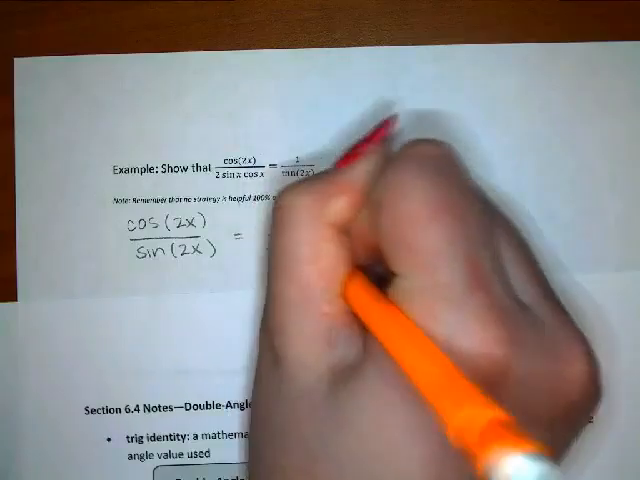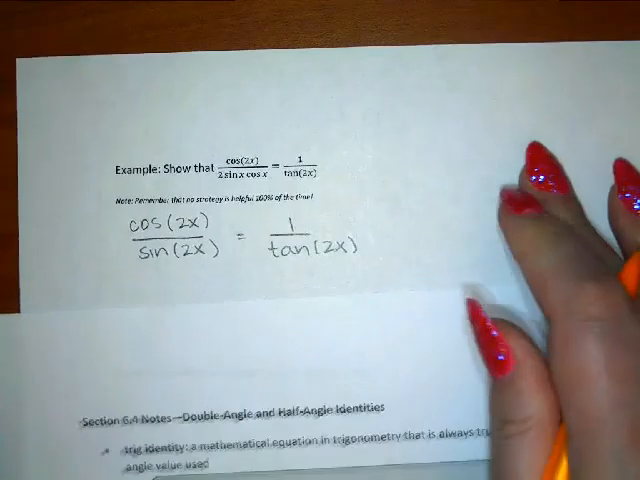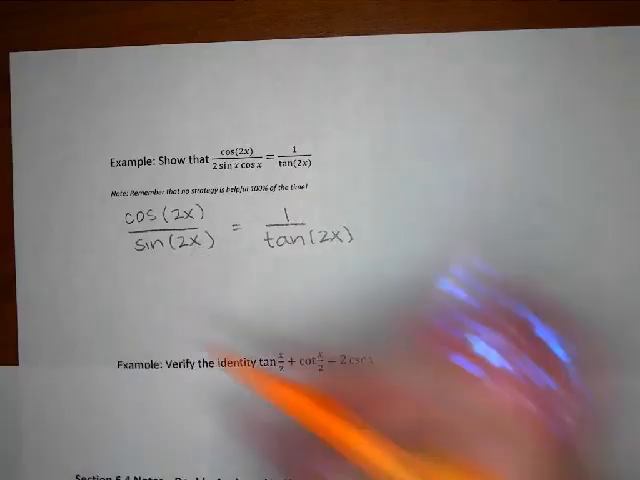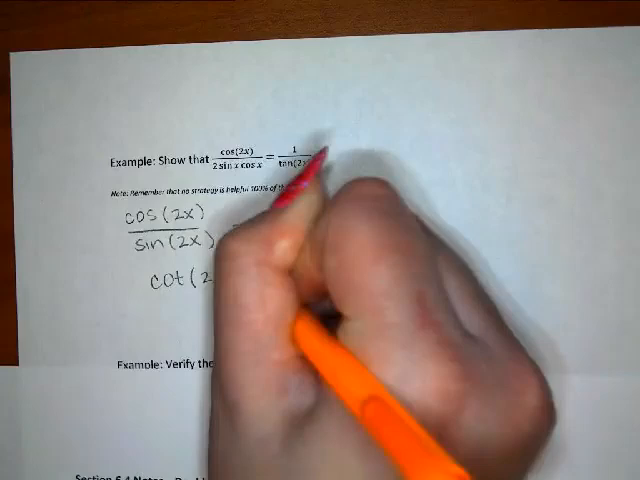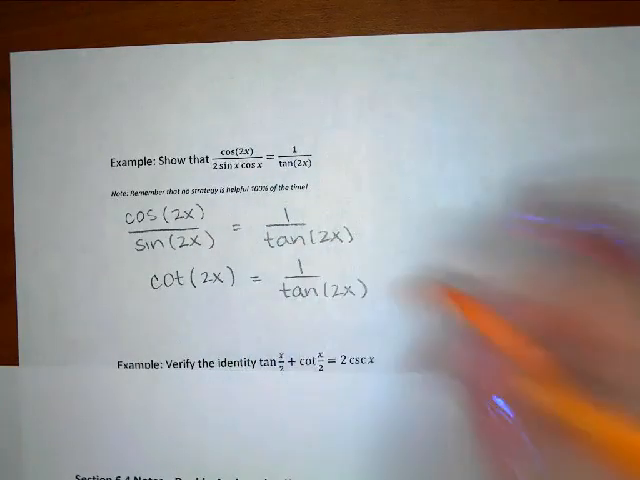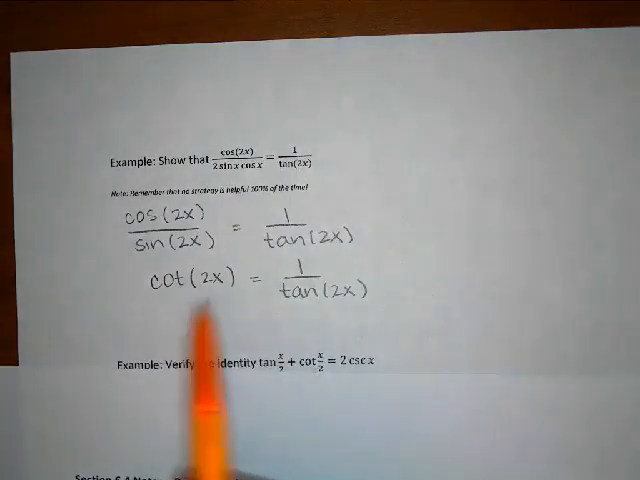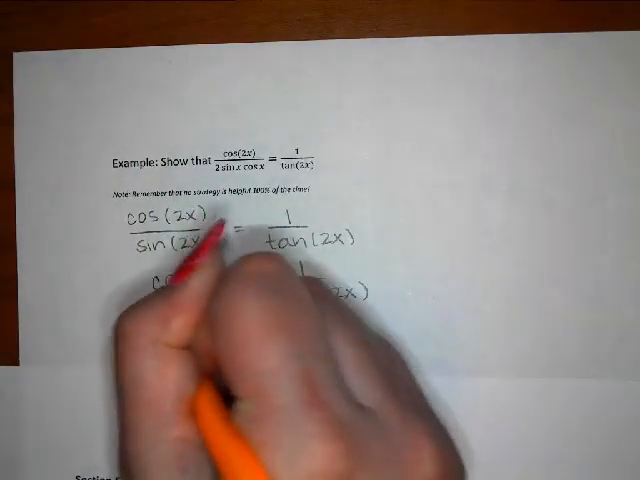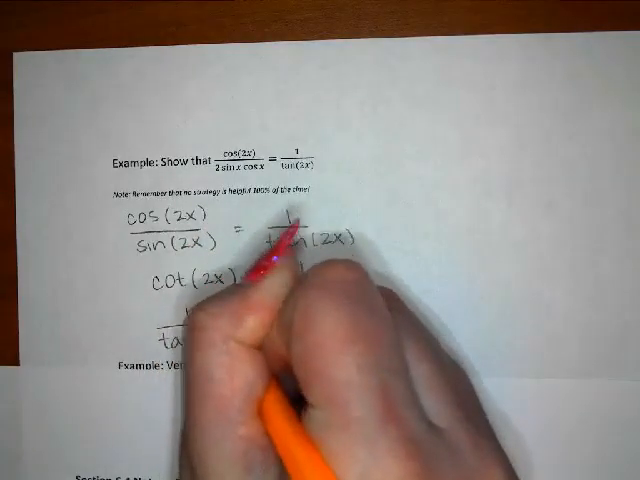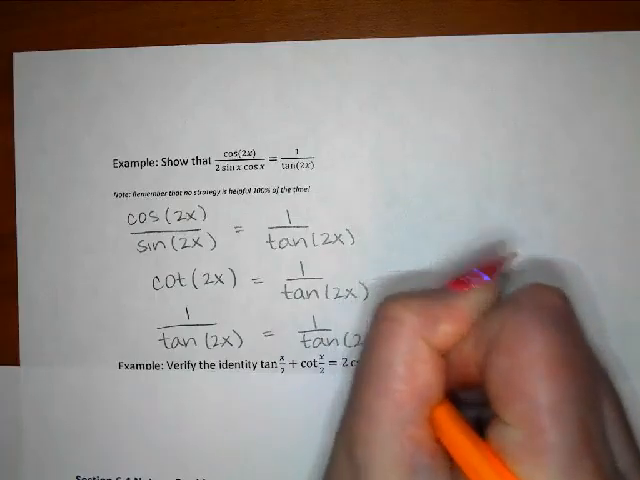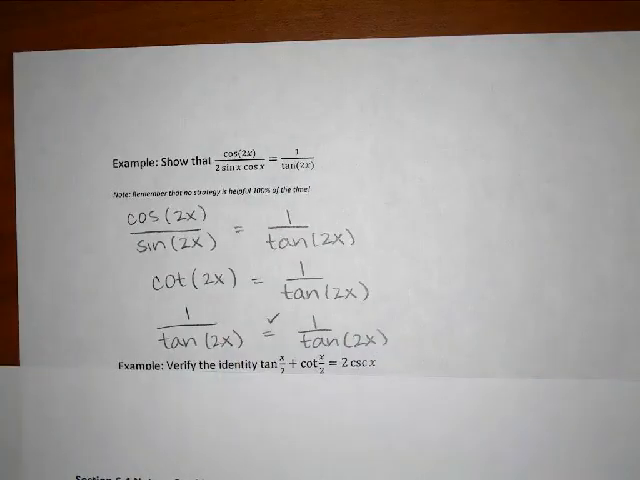Okay, so here we have cos of an angle over sine of an angle. That gives us cotangent of that angle. And cotangent of an angle is the same thing as 1 over tan of that angle. So this proof happens to be very easy if you do not use the strategy.